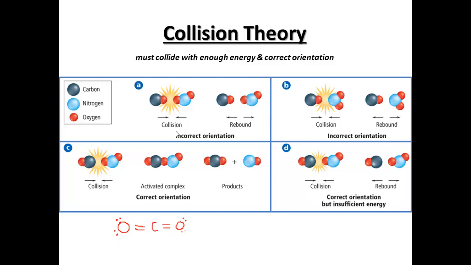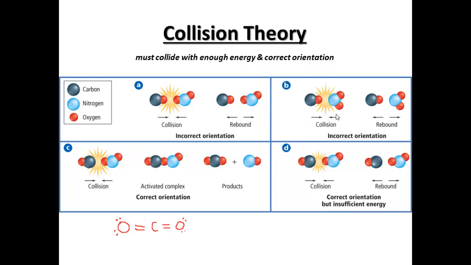However, up here, now this oxygen needs to react with the carbon. If it hits the oxygen, though, no new bond is going to form. It's unstable for this oxygen to form a bond with this oxygen. It actually needs to form with the carbon. So in this instance, there's incorrect orientation. They're just going to rebound off each other.